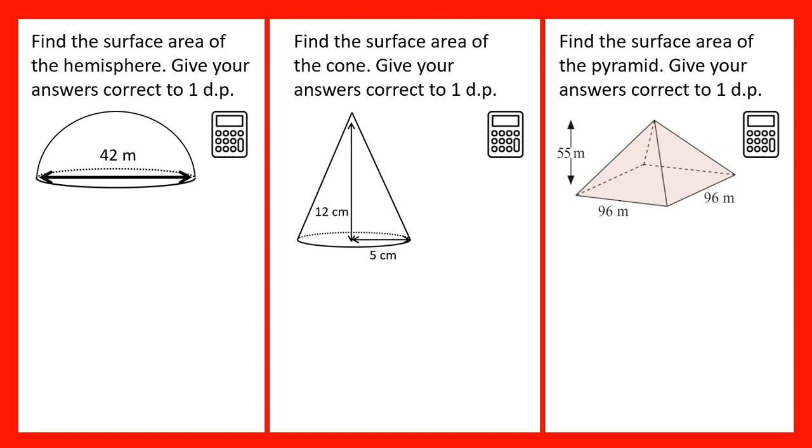Spheres, cones and pyramids are 3D shapes which are more complicated than cuboids and prisms. They each have their own formulas for their surface area and their volume. A sphere has one curved face, no vertices and no edges.